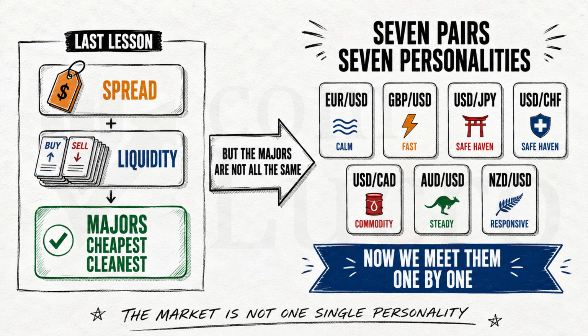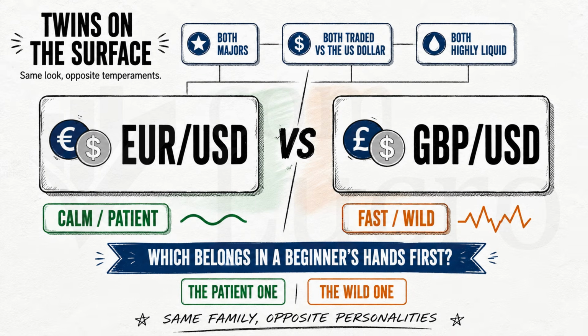So starting right now, we stop talking about the market as one big thing, and start meeting these pairs one personality at a time. And we're kicking it off with the two that almost every beginner lands on first, EURUSD and GBPUSD. On the surface, they look like twins. Both are majors, both are traded against the dollar, both are wildly liquid. But their temperaments couldn't be more different.